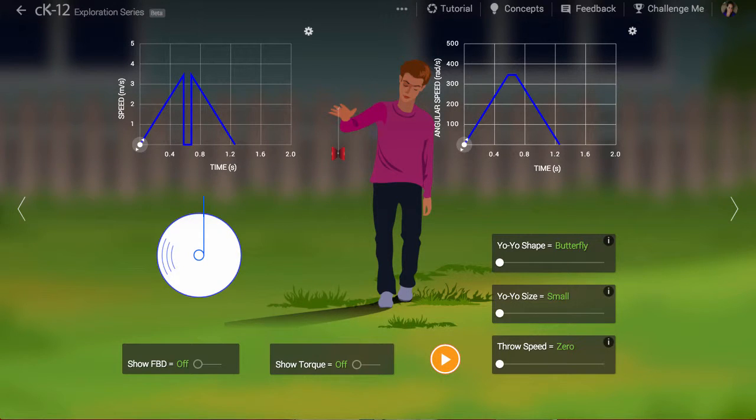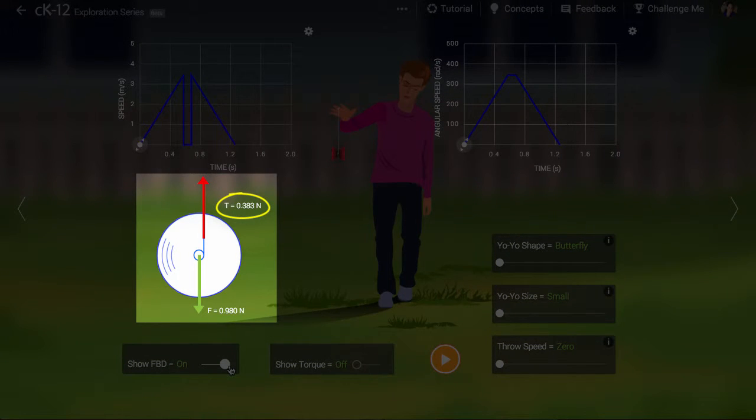In order for the yo-yo to accelerate downward, there must be an unbalanced force. Let's show the free body diagram, or FBD, for the yo-yo. As we can see, there is an upward tension force and a downward gravitational force. The downward gravitational force exceeds the tension force, and this explains why the yo-yo speeds up as it travels downward, and then slows down as it travels upward.